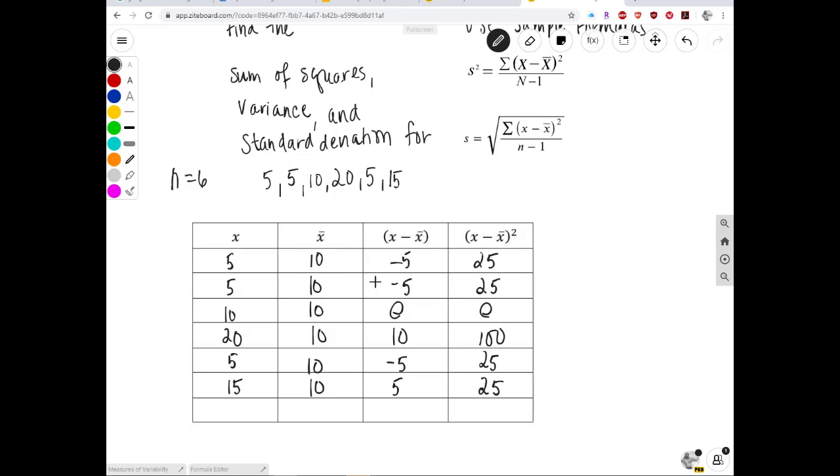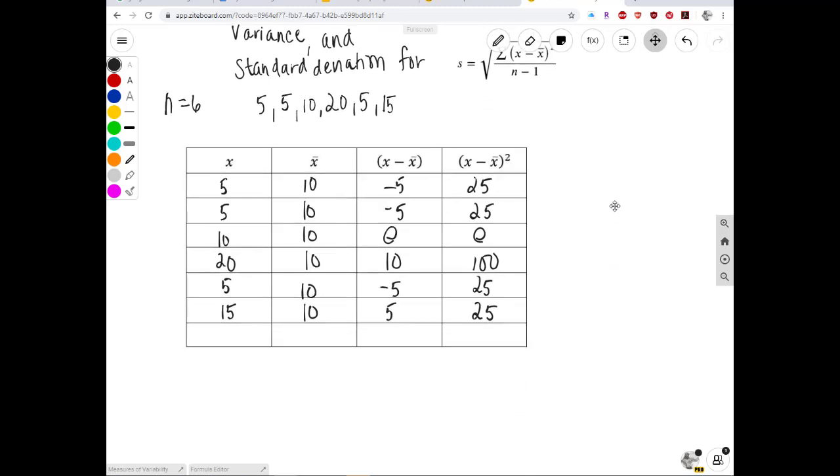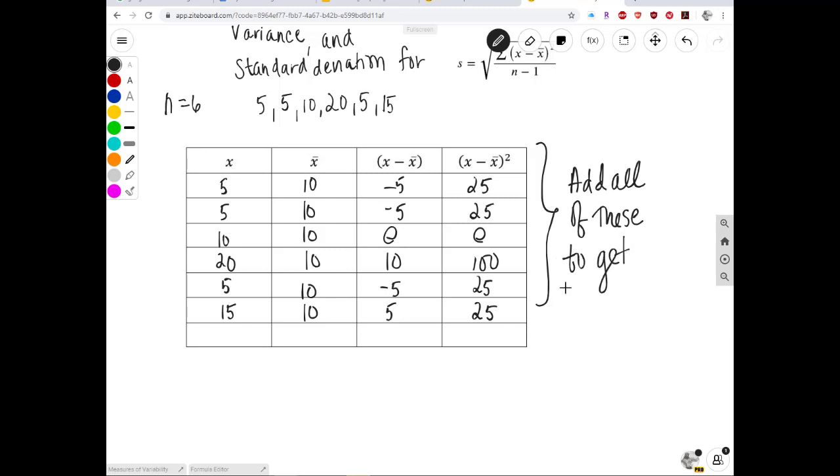These were just simple linear units. Now I'm working with squares. So I need to sum my squares to find the sum of squares. So I'm going to scooch this up just a little bit, and I'm going to add up all of these to get my sum of squares. Okay, added all these up to get my sum of squares.